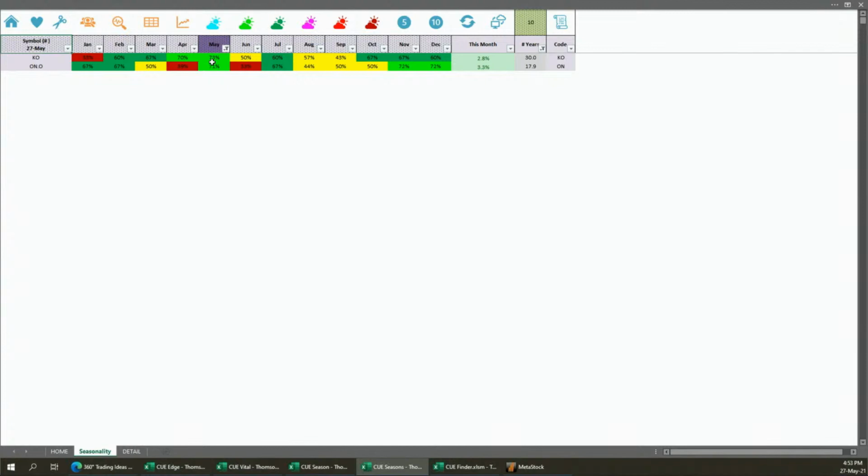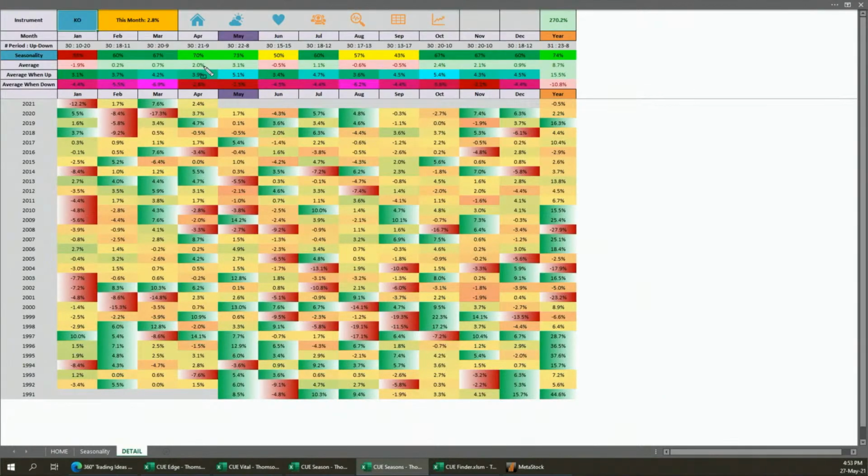Okay, I have two stocks, Coca-Cola and ON. They have bullish seasonality. Now, from here, I checked bullish. They have the best seasonality. We don't have anything above 80% with at least 10 years of historical data to calculate seasonality. So I could look at Coca-Cola, for example. Now, drill down into Coca-Cola seasonality.